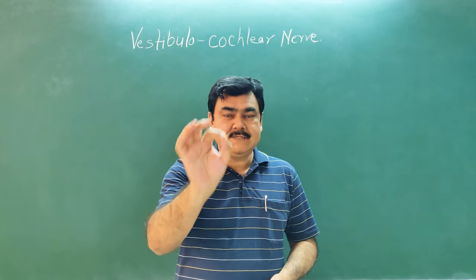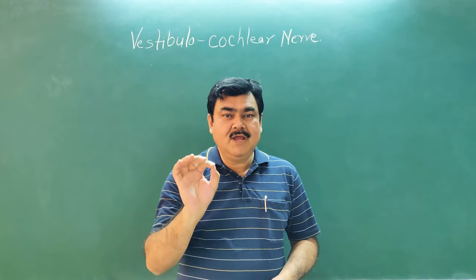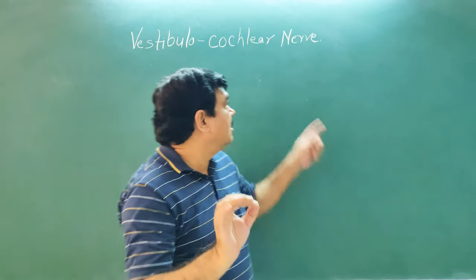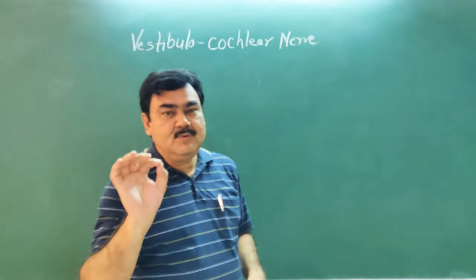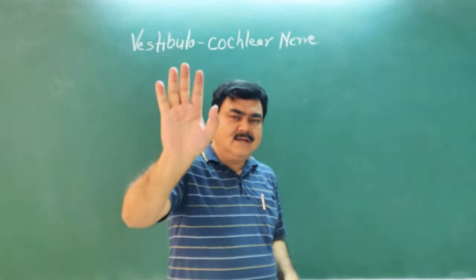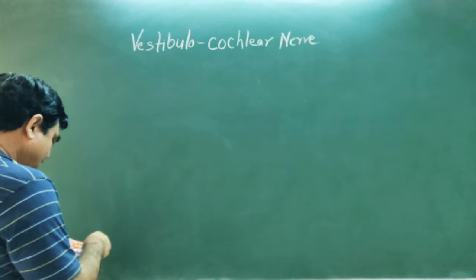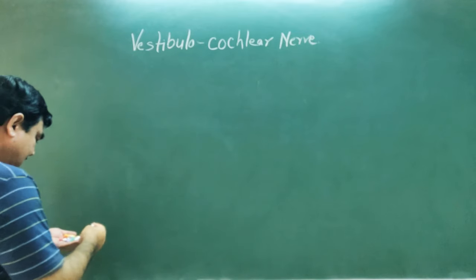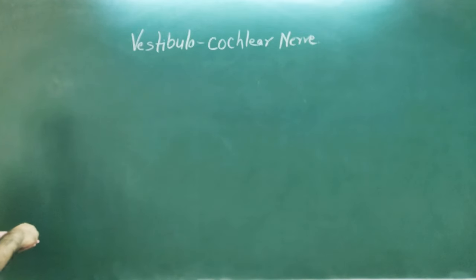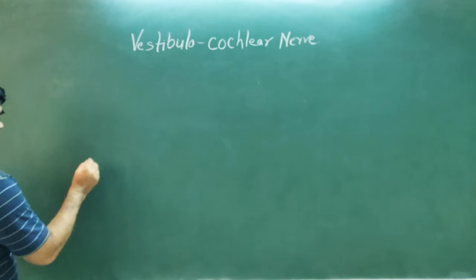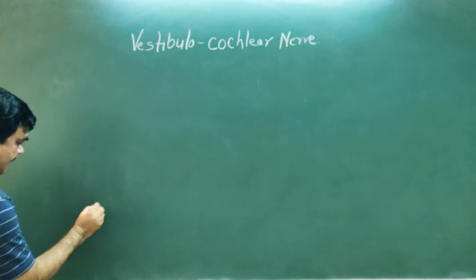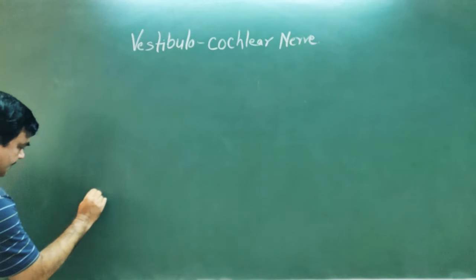Now we'll discuss the anatomy of the vestibulocochlear nerve. The vestibulocochlear nerve is the eighth cranial nerve. So here, first of all, we'll make a diagram. Here you can see the position of the structures.